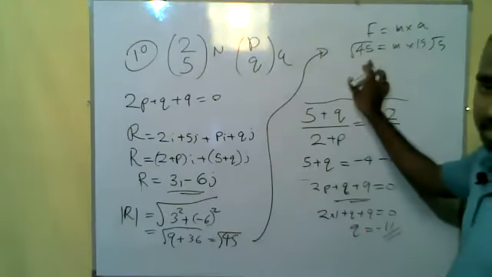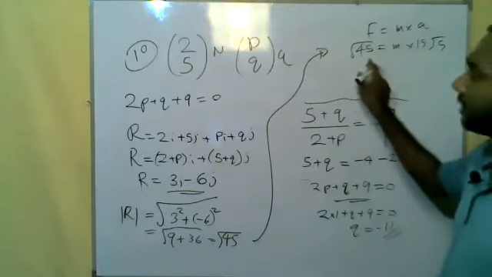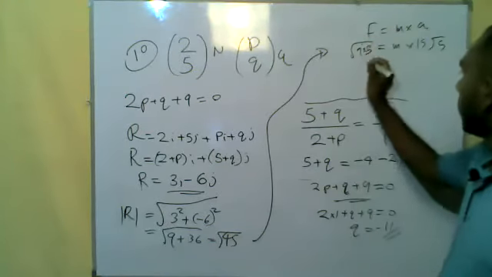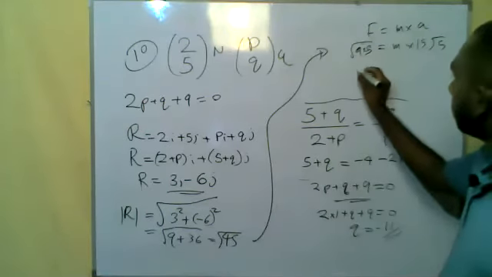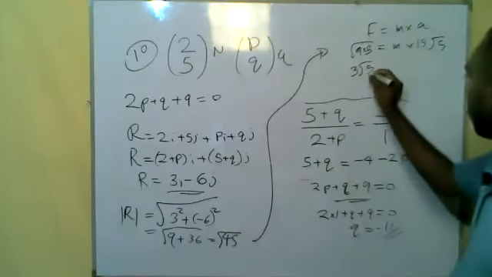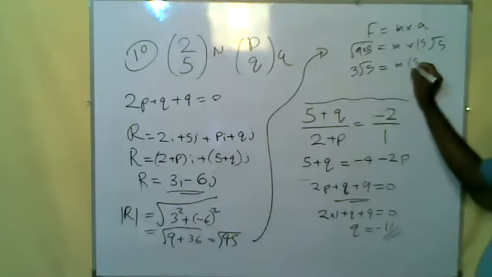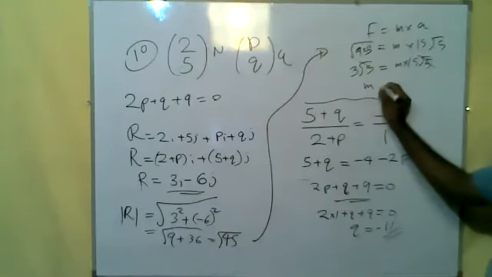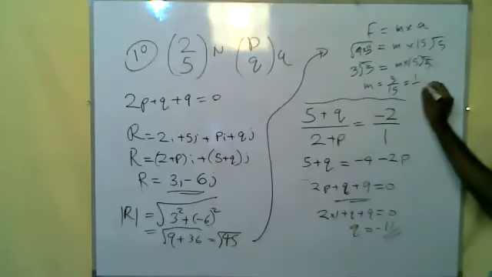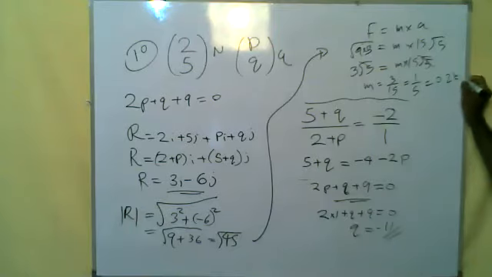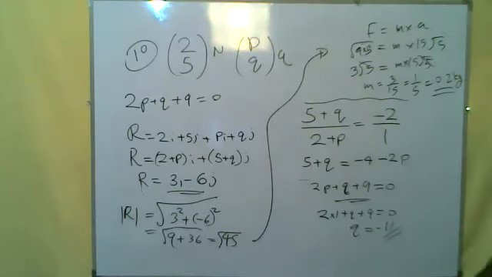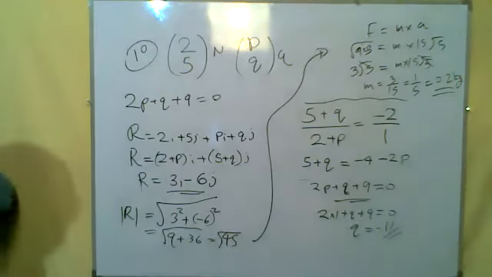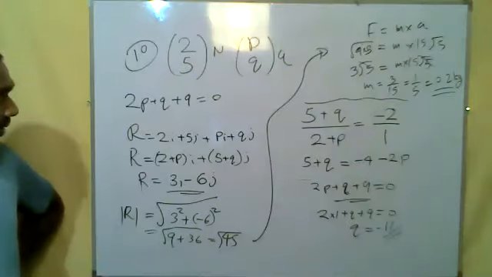Now, you can do a little bit of conversion to this one. We can think of 45 as 9 times 5. That means you can consider this as 3 times square root 5 equals m times 15 times square root 5. So m equals 3 divided by 15, you get 1 over 5, which is equal to 0.2 kilograms. So we got the mass, 0.2 kilograms.